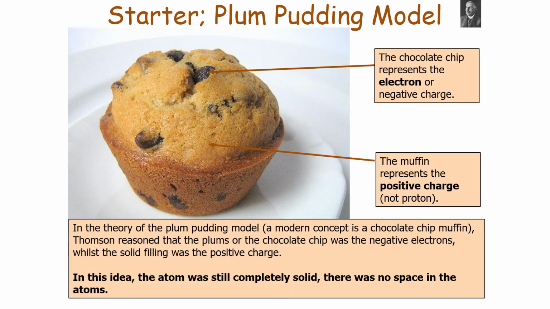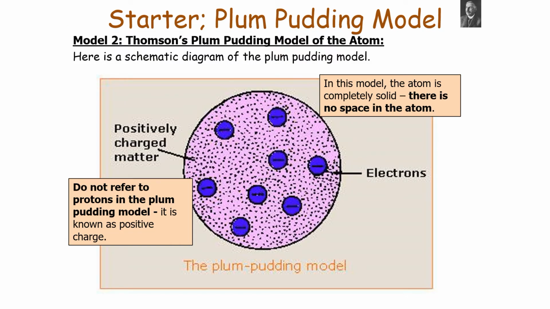In the plum pudding model, Thomson realised that the plums, or in this case the chocolate chips, were the negative electrons, and the solid filling, either the pudding filling or the muffin filling, was the positive charge. Now, in this idea, the atom was still completely solid. There was no space in the atom. So please, in Thomson's plum pudding model, do not refer to protons, because we did not discover the proton yet.